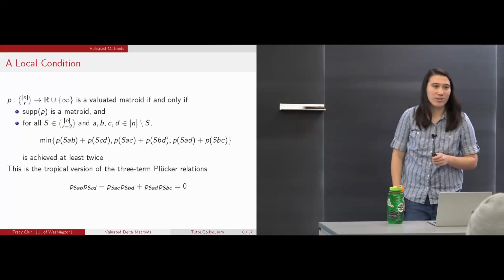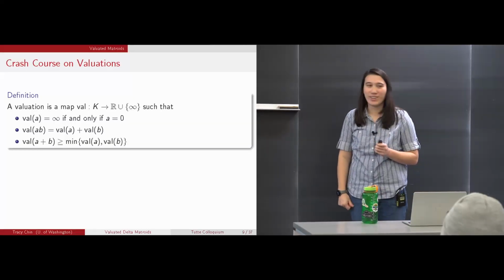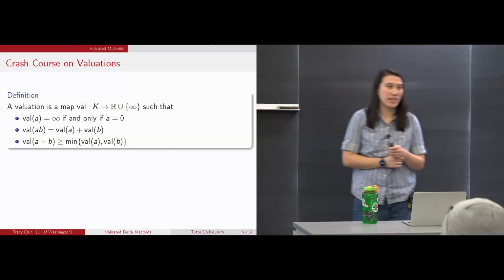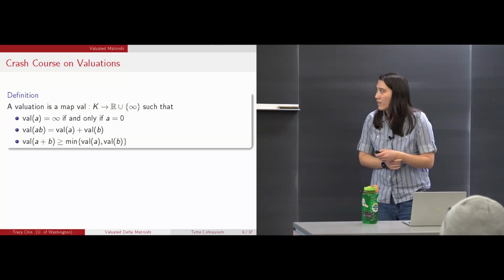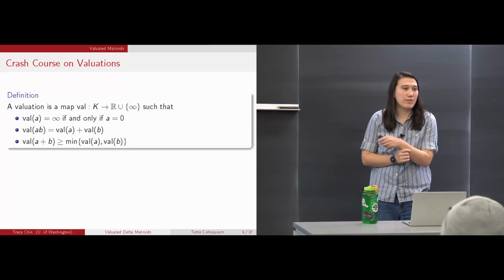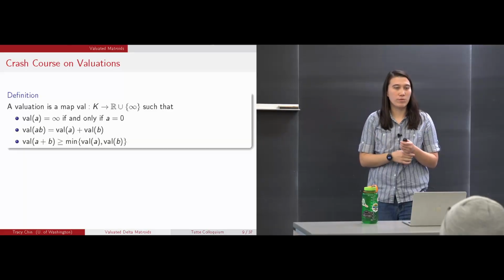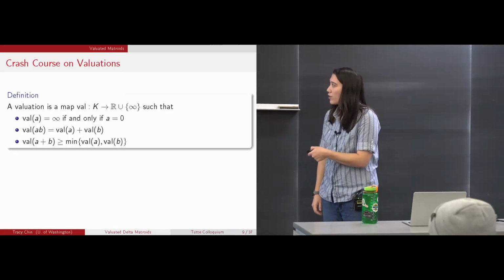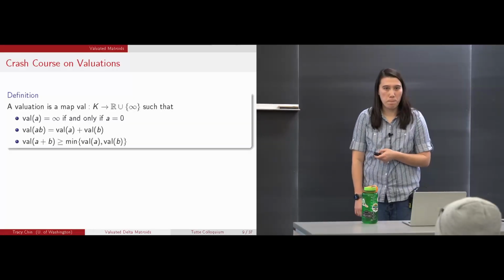Okay. So to get into why this makes sense, we need to do a quick crash course on valuations. So we have a field K. We have a map from K to the reals union infinity, where our valuation is infinity if and only if we're 0. And then on the units of K, it should be a group homomorphism. And then it also has this non-Archimedean condition that says when we take a sum, that valuation has to be at least the minimum of the valuations we started with.